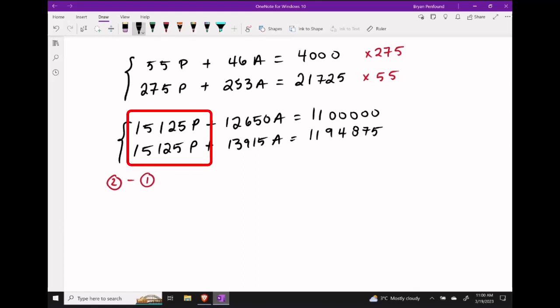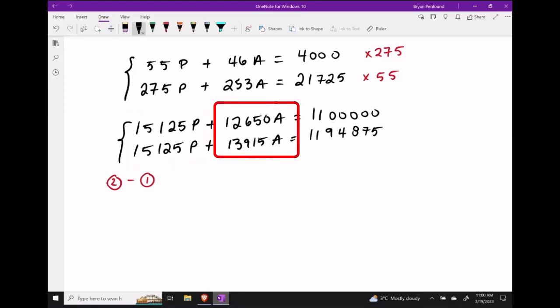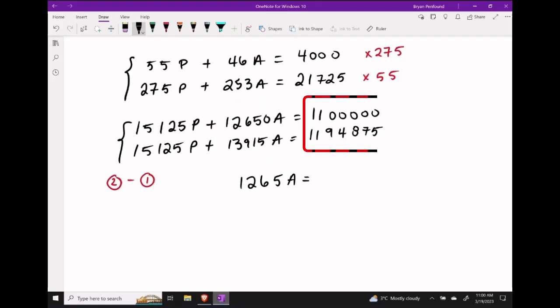Obviously starting in the column involving our P's, the coefficients are the same, so we get 0P. Moving over to our column containing the A's, we'll take our 13,915, subtract 12,650. That's going to give us 1,265 A's. And then working in our constant column, doing this subtraction should give us 94,875. Let's go ahead and divide both sides by 1,265, and I get that A is equal to 75.